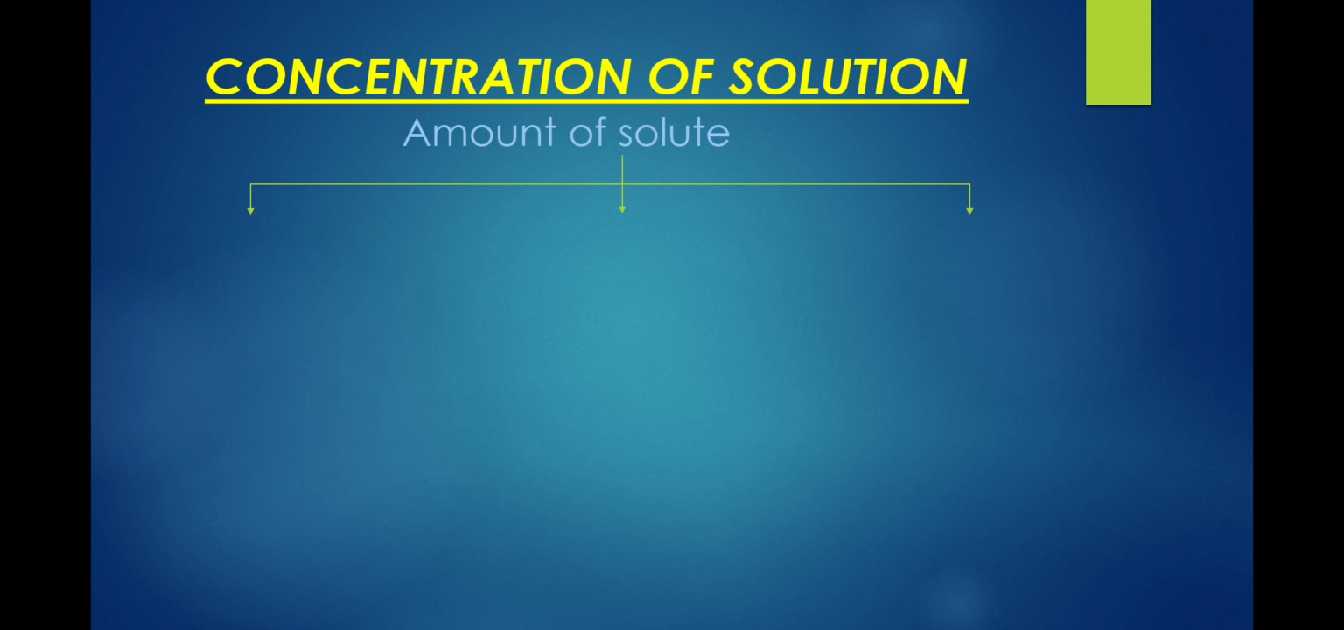We talk about the concentration of a solution. In a solution, the relative proportion of the solute and the solvent can be varied, depending upon the amount of solute present in the solution. The solution can be a dilute solution, concentrated solution, or saturated solution. A dilute solution contains less amount of solute and more amount of solvent. A concentrated solution contains more amount of solute and less amount of solvent. Dilute and concentrated are comparative terms.